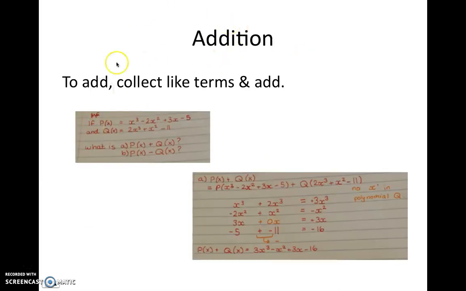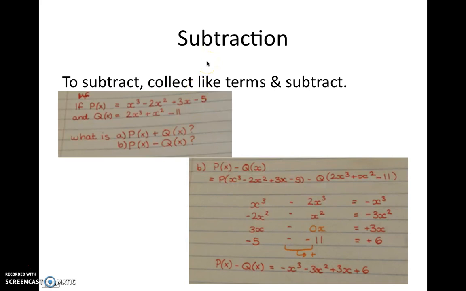So addition, polynomials basically just act like normal numbers. You've got p(x), x cubed minus 2x squared, add 3x minus 5, and q(x), 2x cubed, add x squared minus 11. So if they're added together, you collect the like terms, so x cubed, x squared, x. There's no x here, so we just put in a 0x, because 0 times whatever number is going to be in that x will of course be 0. And then you've got minus 5, add minus 11. So you add them all together to get 3x cubed minus x squared, add 3x minus 16.